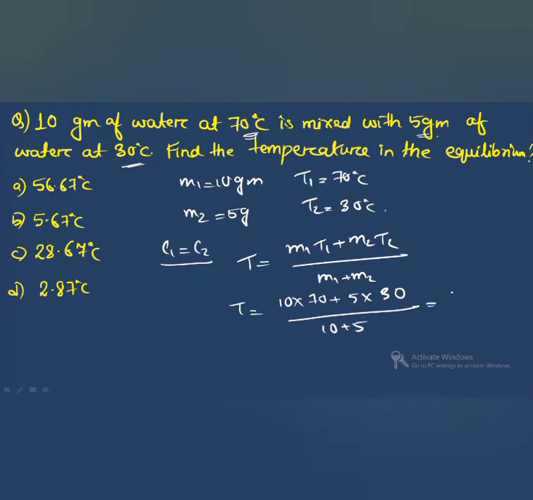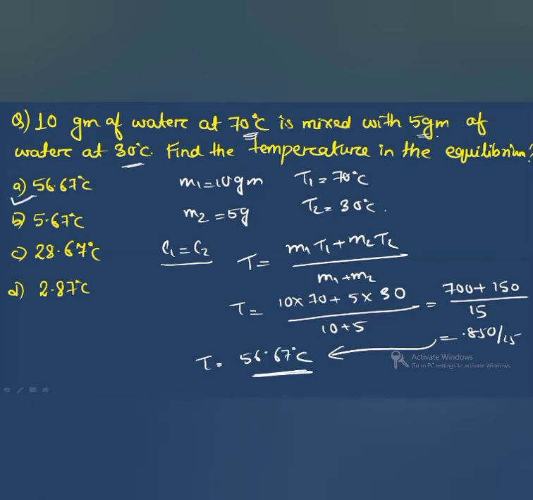Right? So if you see here, in the numerator you will have 700 plus 150, divided by 15. So you can write it as 850 divided by 15. When you calculate this, you will get T equals 56.67 degrees Celsius. The correct option is option A. You can just divide, you can use the calculator also. You just have to see the correct formula.